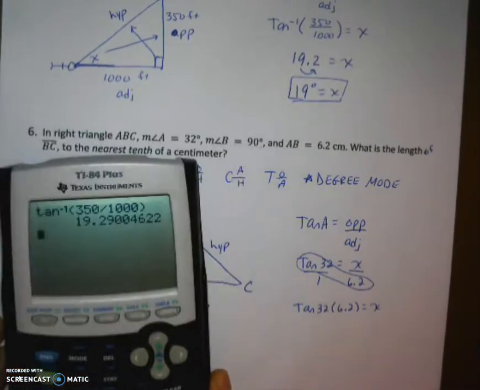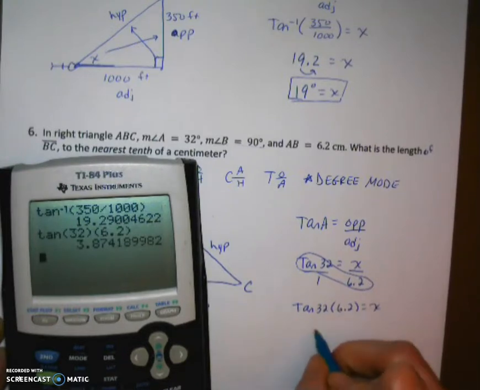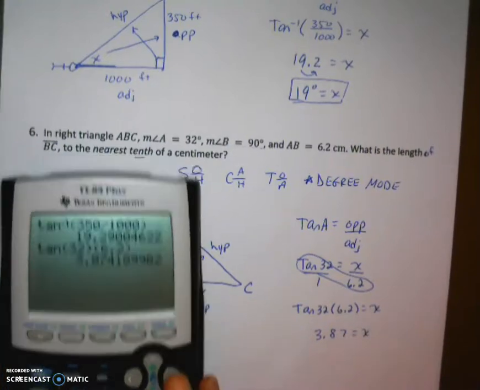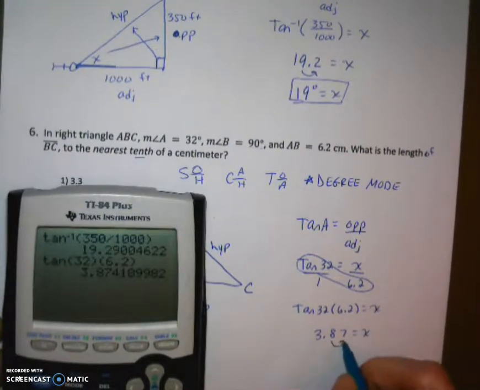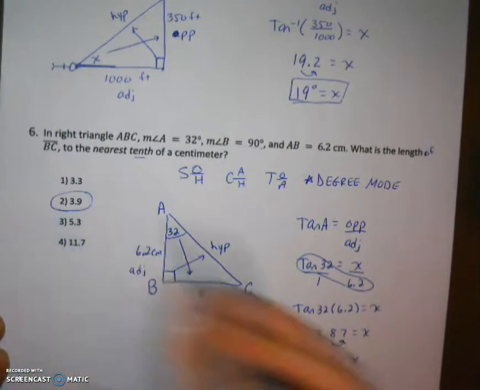So I go to my calculator, and I'm going to type in the tangent of 32, close my parenthesis, and I'm going to multiply that by 6.2. And I get an answer of 3.87. And since I'm rounding to the nearest tenth, I look at the number after that 8, which is 7, which is more than 5, so my final answer is 3.9. This is multiple choice, so it's choice 2.